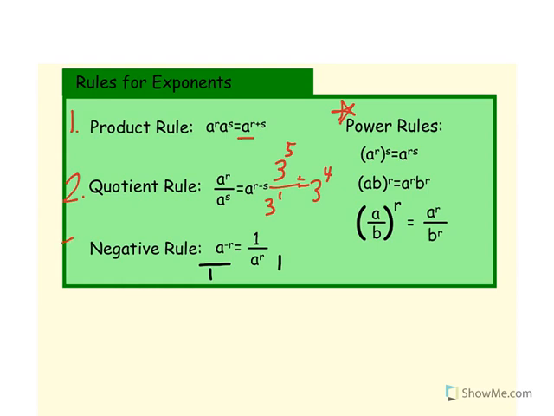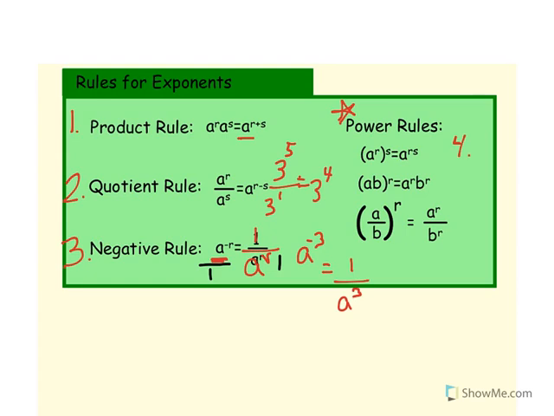And then the negative rule is what we were talking about in the warm-up just a few moments ago. If we have a to the negative r, we can rewrite it as 1 over a to the r, which simply means the exponent is now positive. An example for that would be a to the negative 3rd can be rewritten as 1 over a to the 3rd. By changing whether it's in the numerator or denominator, the exponent can change from negative to positive. You might want to quickly write down these rules to make sure you're good.